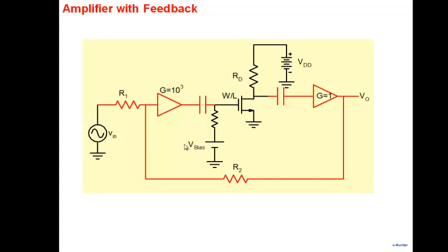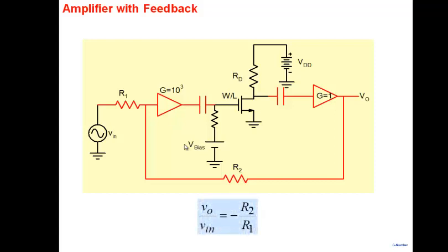Input resistance, output resistance get modified, bandwidth gets modified. Distortion reduces. Negative feedback can drastically reduce distortion. Let me show you now what is happening here. Let's see the results here.